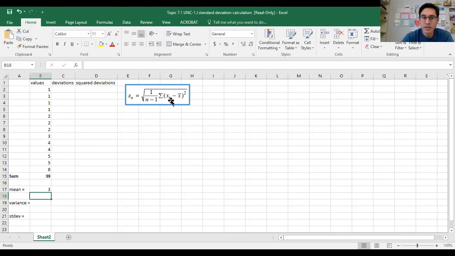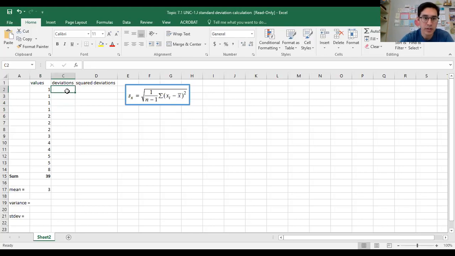So now the formula says, okay, take each individual value and subtract 3. So we'll do 1 minus 3, 1 minus 3, 1 minus 3. Okay, oops. Equals 1 minus 3. Try that again, equals 1 minus 3. Okay, well, let's just do this because I don't want to have to type that for every single value.